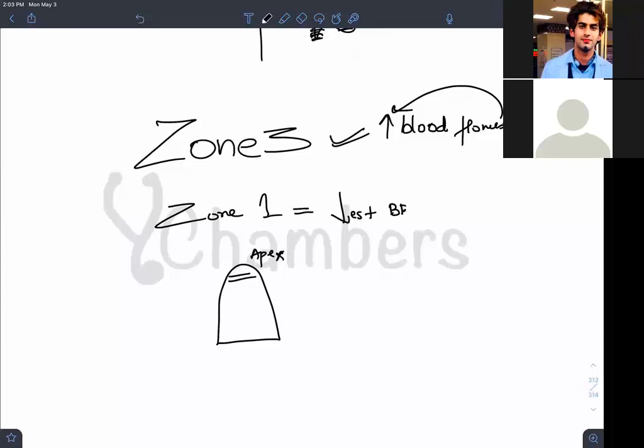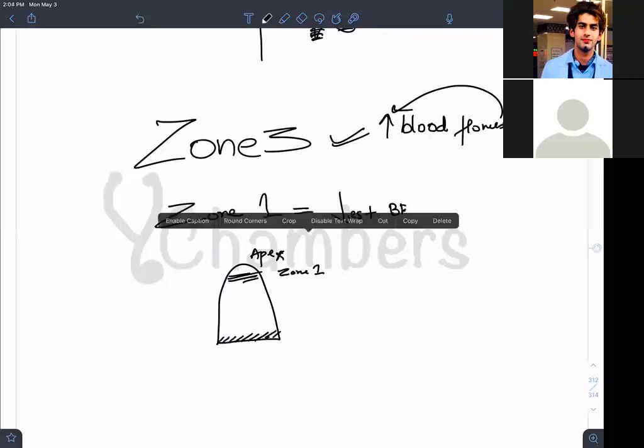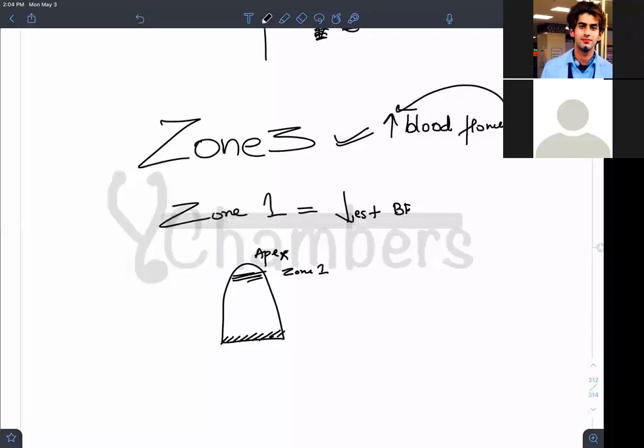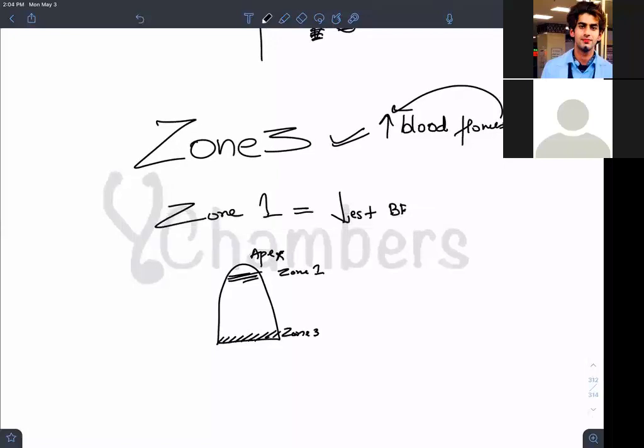So apex is which zone? Apex is zone 1. And base is zone 3, guys. So who is receiving more blood? The base of the lung is receiving the highest blood.